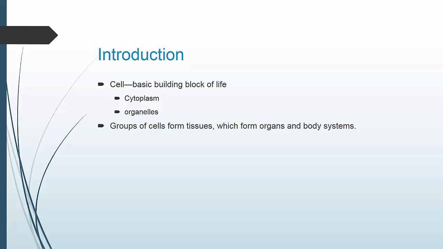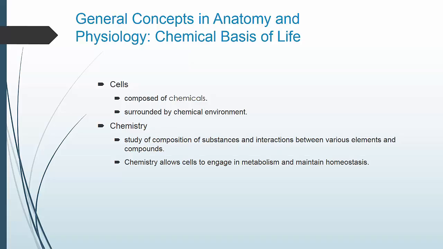It contains cytoplasm and your organelles. Groups of these cells form our tissues, which then form organs, and then eventually form body systems, which form us. So our cells are composed of chemicals that are surrounded by a chemical environment. We know chemistry is the study of composition of these substances and how they interact and work together.